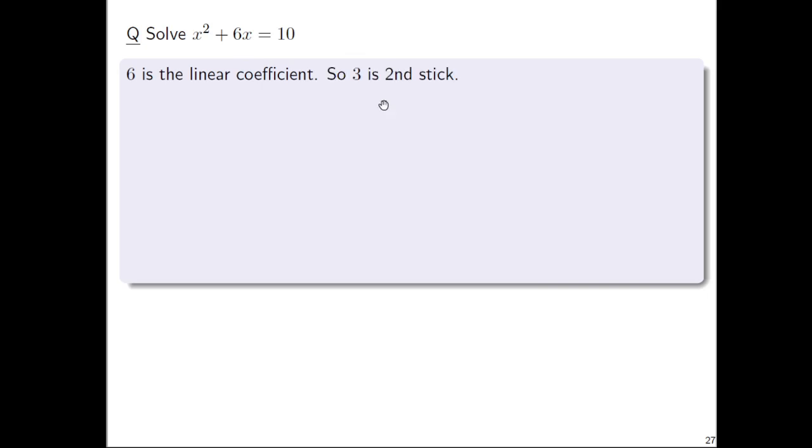So 3 is the second stick. And by second stick, I'm saying that's the casual version of the length of the second stick, right? In that picture, there's that second stick, and its length is 3. And so if we square the number 3, it's 9 that we need to add to both sides.